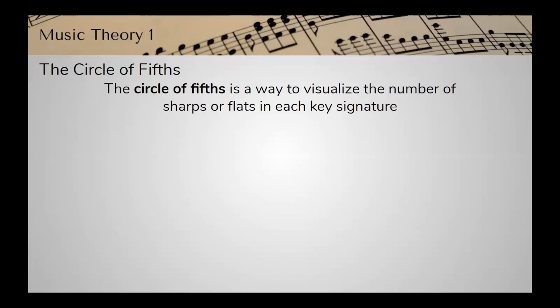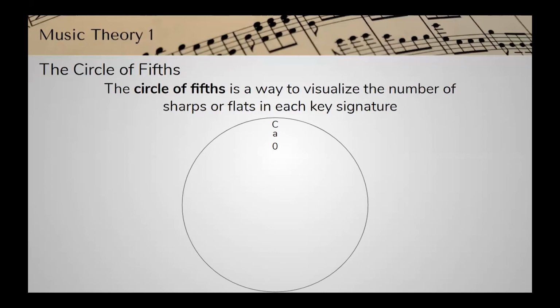So if you know the correct order, you can use the circle of fifths to help you remember how many sharps or flats are in each key, okay? So the circle of fifths, like its name implies, is a circle. And it's kind of like a clock. It'll circle back in on itself. And there are actually 12 points to it, too.